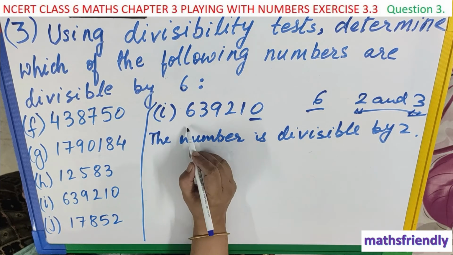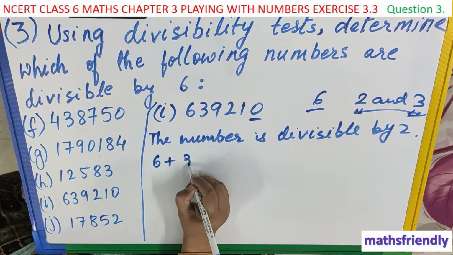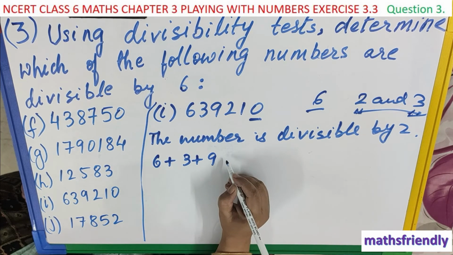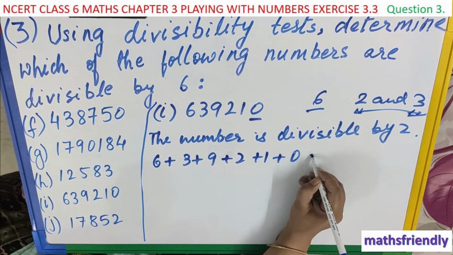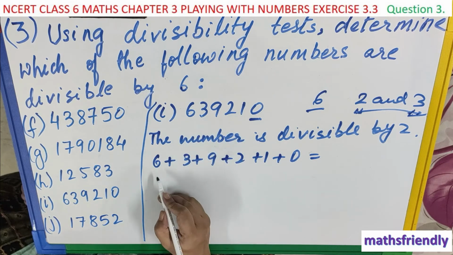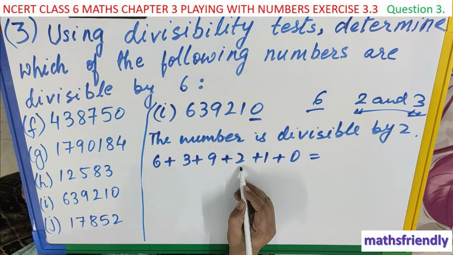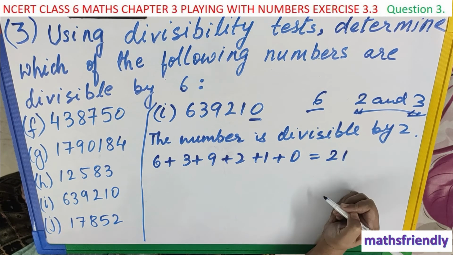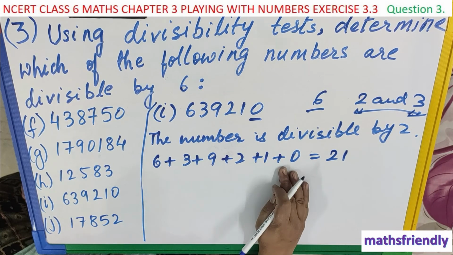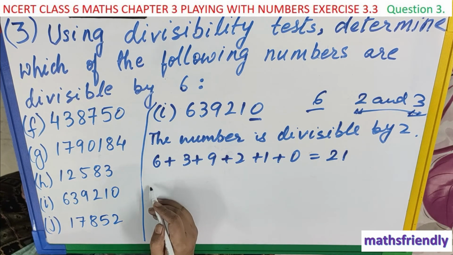Now we have to check the divisibility of this number by 3. For that we have to add the digits of this number: 6 plus 3 plus 9 plus 2 plus 1 plus 1 plus 0. 6 plus 3 is 9, 9 plus 9 is 18, 18 plus 2 is 20, 20 plus 1 is 21, 21 plus 0 is 21. And 21, the sum of the digits, is divisible by 3. So this number is also divisible by 3.